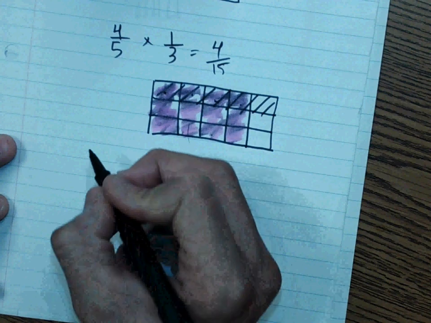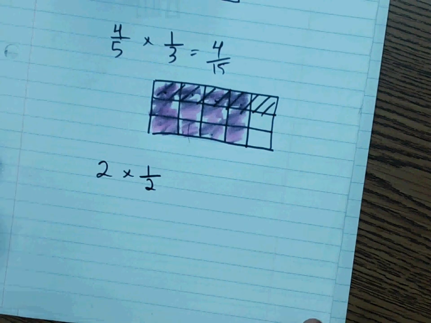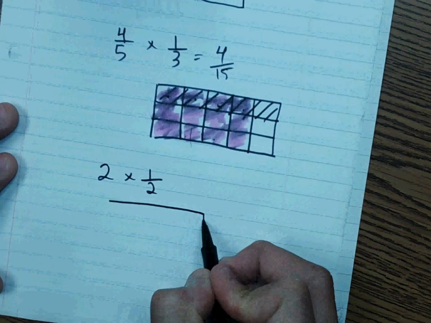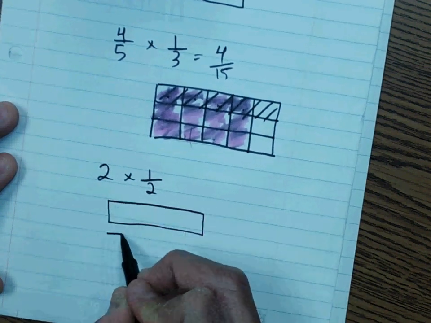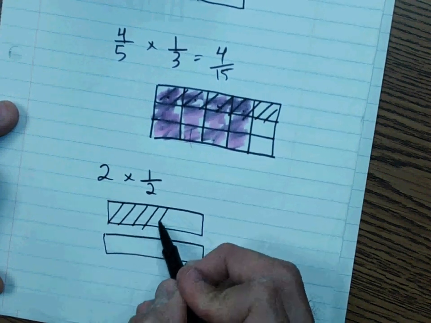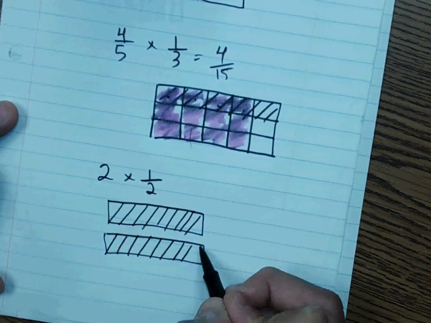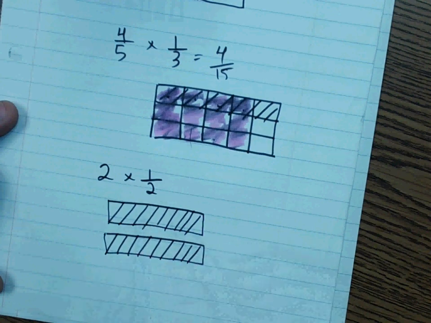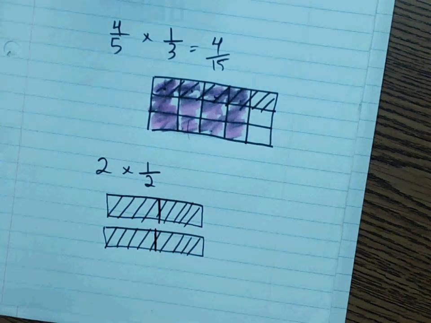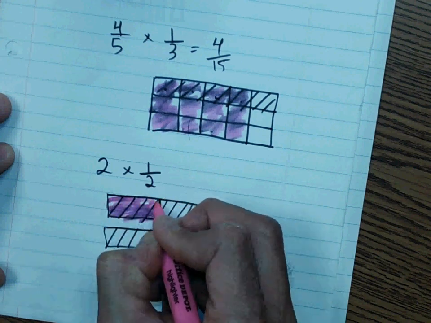So let's go with 2 times 1/2. I'm first going to draw my models representing my 2. And I'm going to draw 2 rectangles. I'm going to shade them both in because I have a whole 2. And now the way I'm going to represent my half is on each of the rectangles. So here's half and here's half. And then with my highlighter, I'm going to highlight a half on each one because I have 2 of these halves.